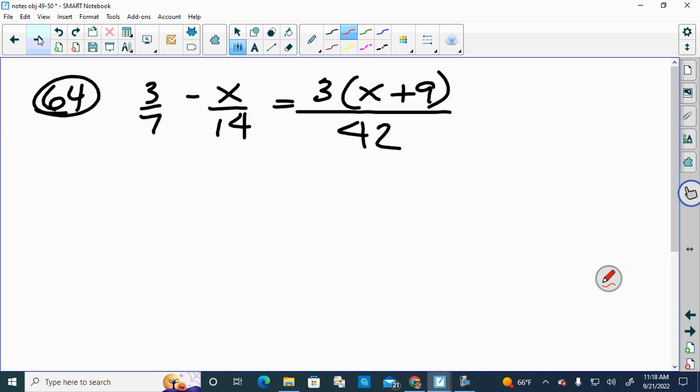Okay, so this is, again, something that we've already had. We just now have that distribute thing that we had in the last two problems that we just did. We've got to do that first before we can get rid of our fractions. Okay, so it says 3/7 minus x over 14 equals 3 parentheses x plus 9 over 42. Okay, we good? Okay, so just like the previous two, we've got to distribute first. So I'm going to distribute this, and this would become 3x plus 27 over 42.